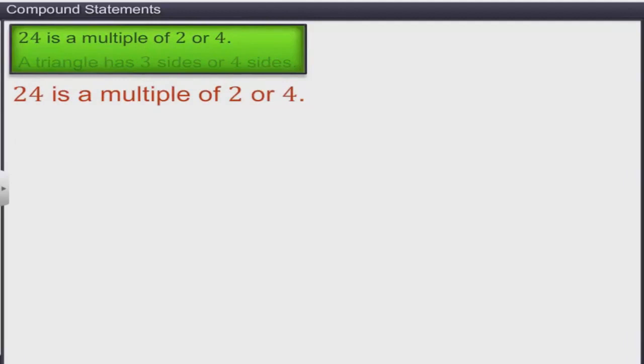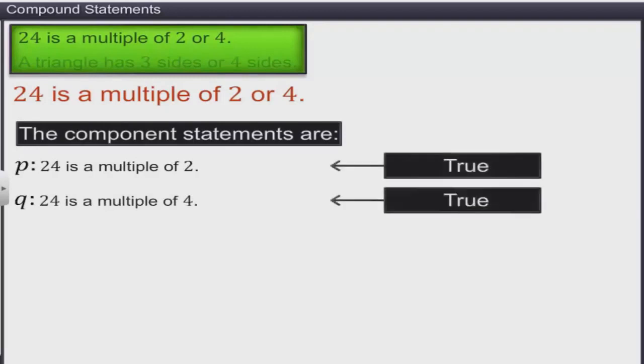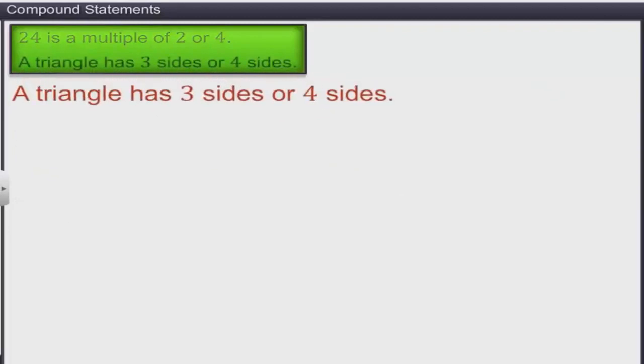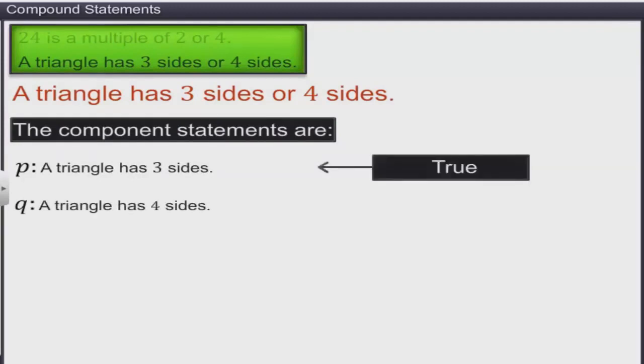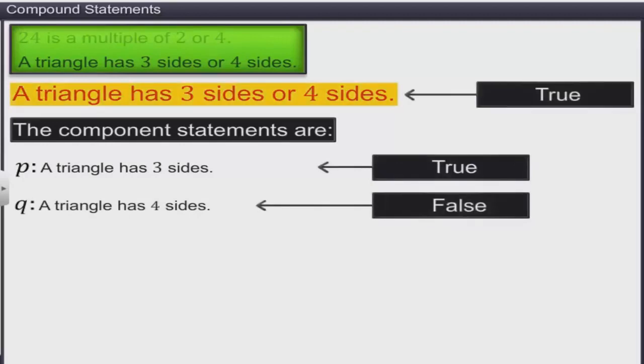First, break the compound statement into its component statements. Here both the component statements are true. Therefore, the compound statement is also true. Next, the component statements of the compound statement, a triangle has 3 sides or 4 sides, are: a triangle has 3 sides, a triangle has 4 sides. Statement P is true, while statement Q is false. Therefore, the compound statement is true.